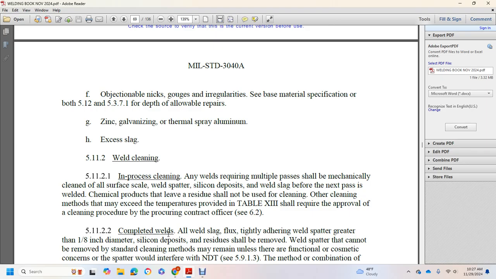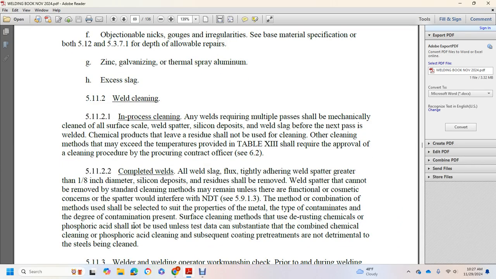Other cleaning methods that may exceed the temperature provided in Table 18 shall require the approval of the cleaning procedure by the procuring contract officer. Completed welds. All weld slag, flux, tightly adhering weld spatter greater than 1/8 of an inch diameter, and silicone deposit residual shall be removed. Welds that cannot be cleaned by standard cleaning methods may remain unless there is a functional or cosmetic concern, or the spatter would interfere with the non-destructive testing method.